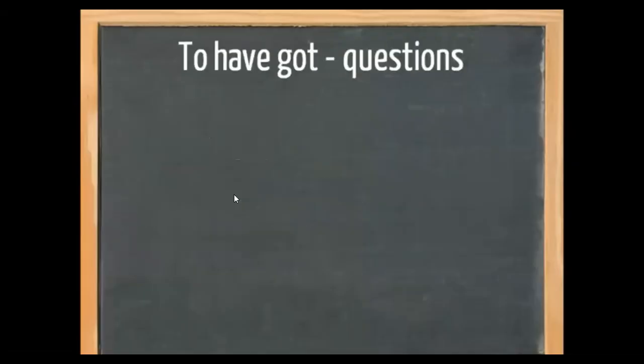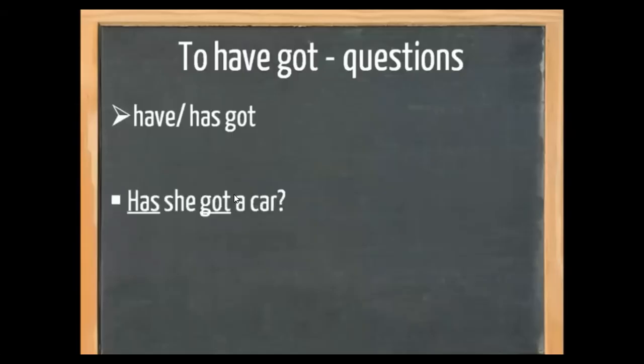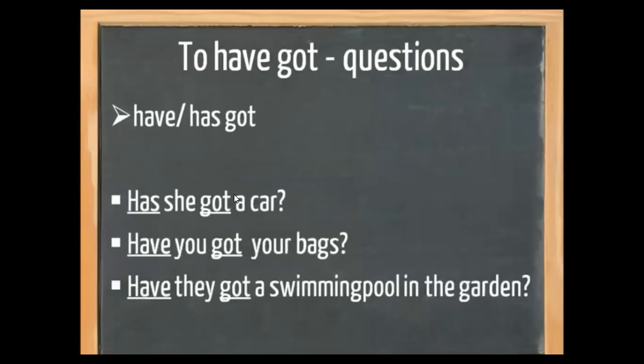Now let's have a look at to have got in questions. When we make a question, we do not use an auxiliary verb because we can just use have or has, so we do not need do or does. Has she got a car? Have you got your bags? Have they got a swimming pool in the garden?